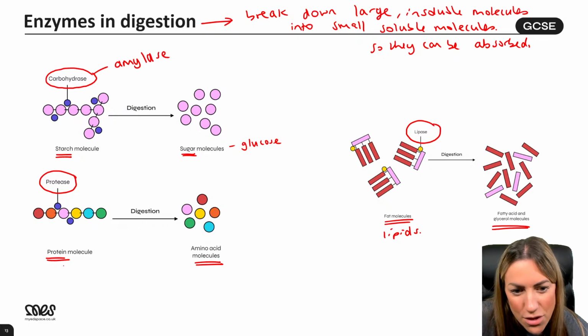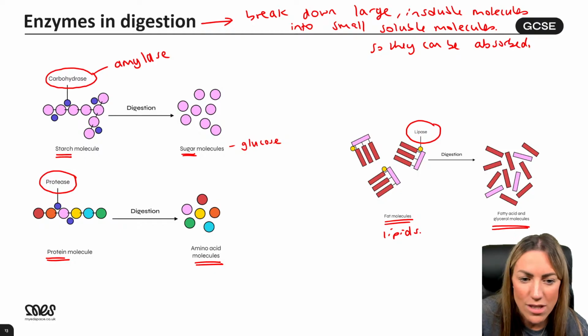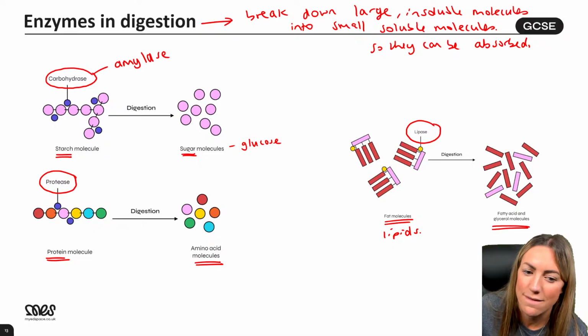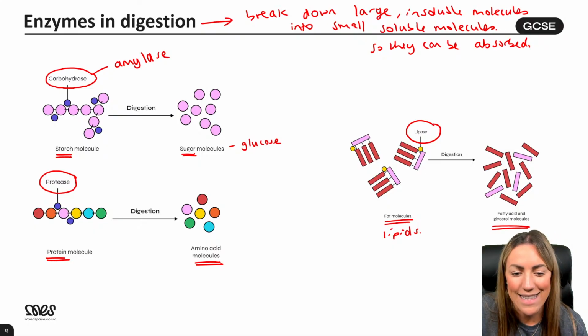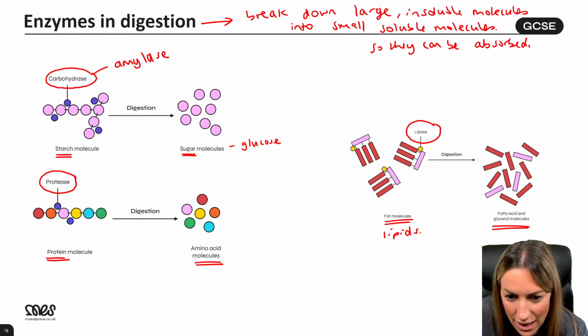Is it 1 glycerol to 3 fatty acids? I mean, not really. It's actually a monoglyceride and 2 fatty acids, but you can just say glycerol and fatty acids for GCSE. Again, it's like the difference between A-level and GCSE. We obviously simplify it, don't we, for GCSE? So we say lipids are broken down or digested into fatty acids and glycerol. You don't have to know the ratio, at least not for AQA.